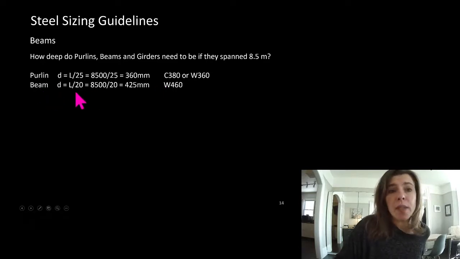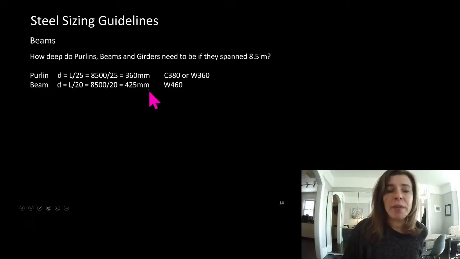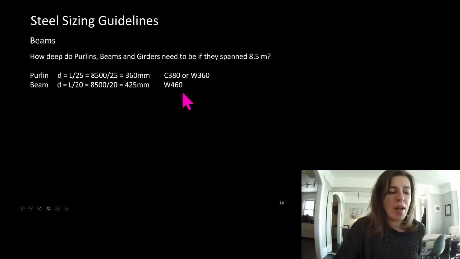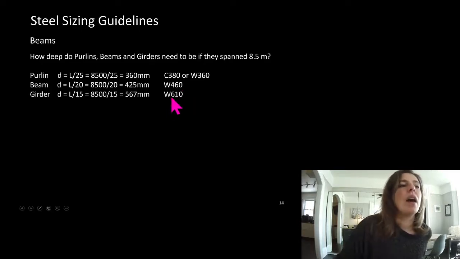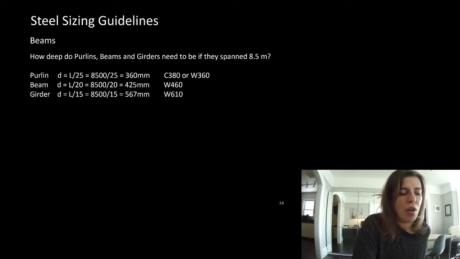If our beam was 8.5 meters long, we'd have 8,500 divided by 20, or 425 millimeters. 425 millimeters is not the answer. W460 is an answer I'm looking for. A girder, if our girder is 8.5 meters long, well, 8,500 divided by 15 is 567 millimeters, so a W610 beam would be a good thing to start drawing in on your drawings.